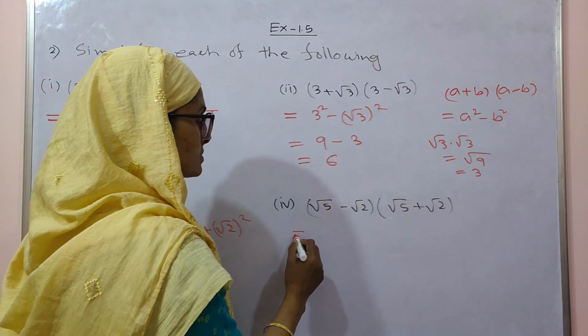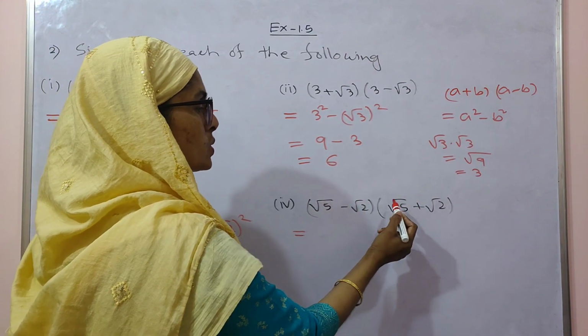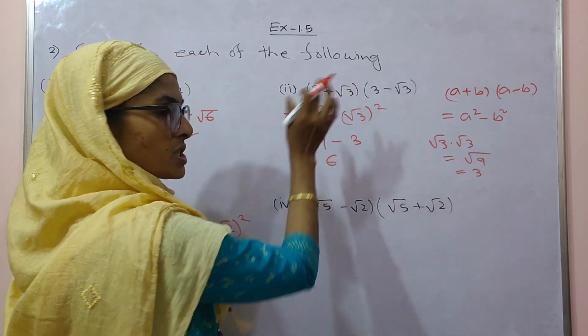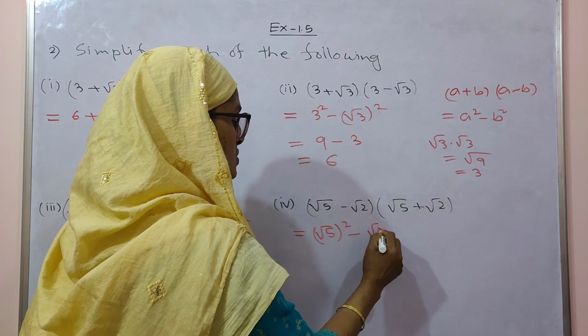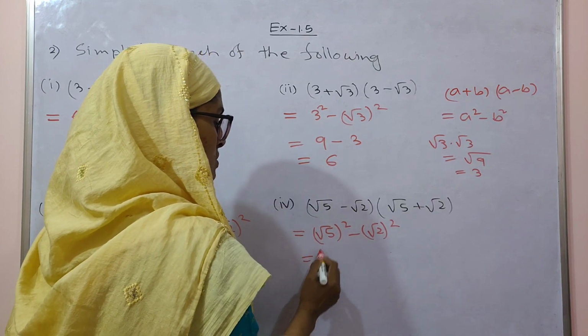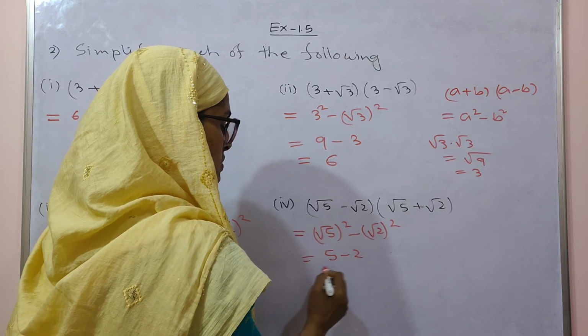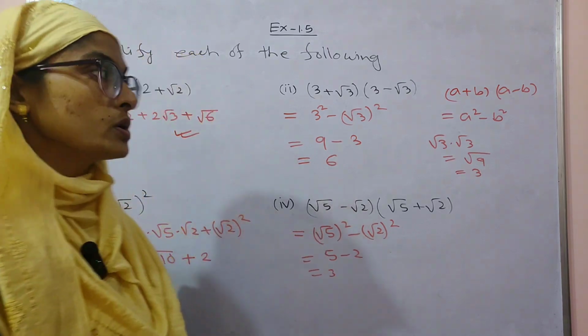Next, root 5 minus root 2, root 5 plus root 2. Same as the previous question. A square, root 5 square, minus b square, here root 2 square. So the root cancels. 5 minus 2 equals 3. So you can write the notes.